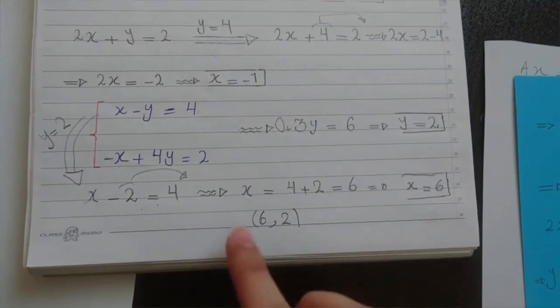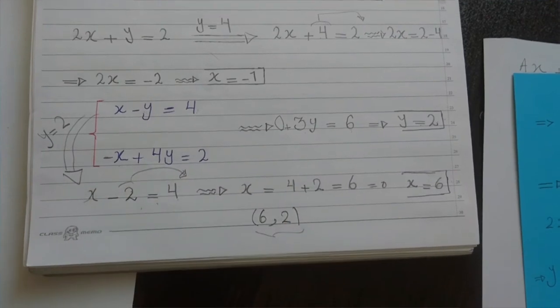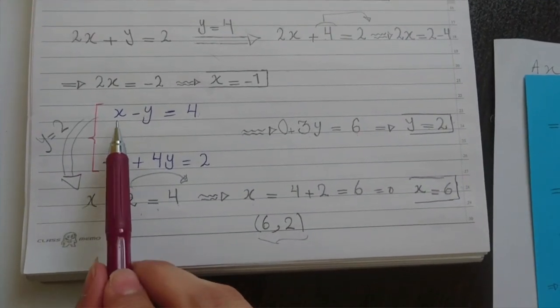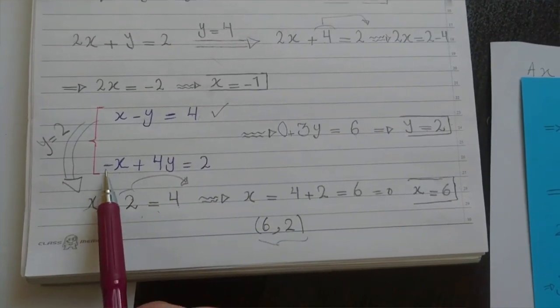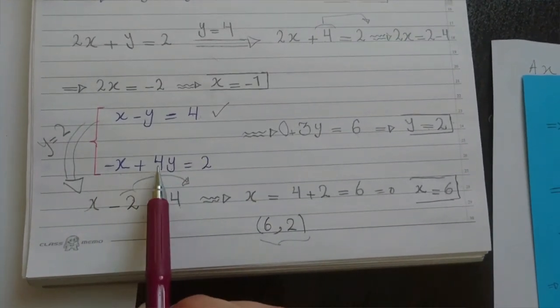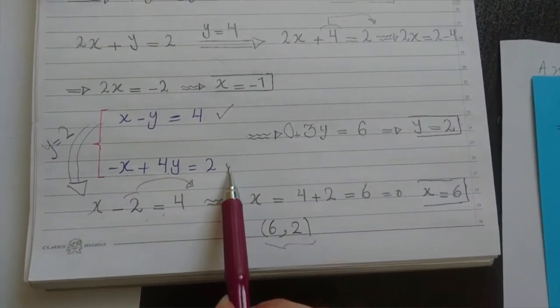We can also check our answer by plugging this point into our system. So we have 6 minus 2, which is 4, it's correct. Also negative 6 plus 4 times 2, which is 8. Negative 6 plus 8 is 2, which is true.